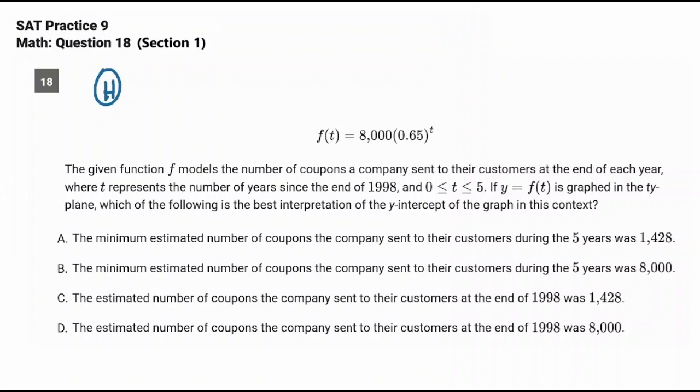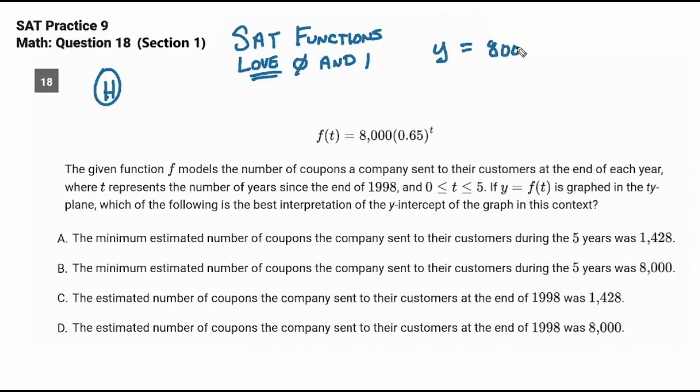So guys, this is one of these problems that looks really hairy, and Evil Testing Service is counting on you to freak out because of the way it looks, but it's really very easy. Remember one rule. SAT functions love 0 and 1. So you're going to write the function. Remember that. What is f of t in a function? It's going to be y equals 8,000 times 0.65 to the what? SAT functions love 0 and 1.